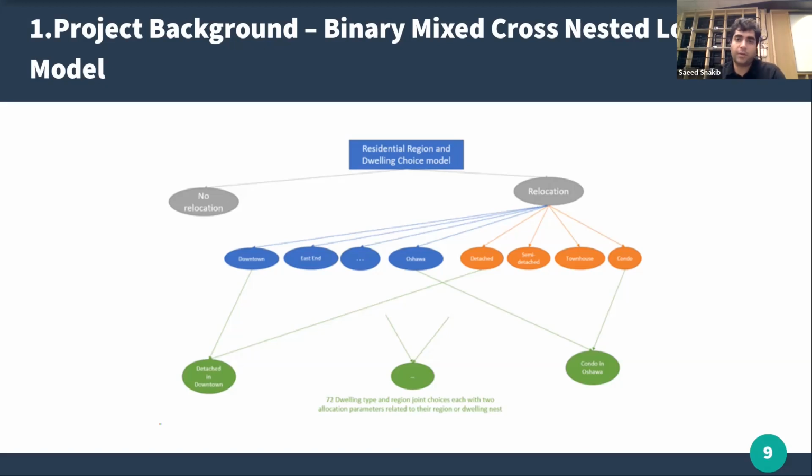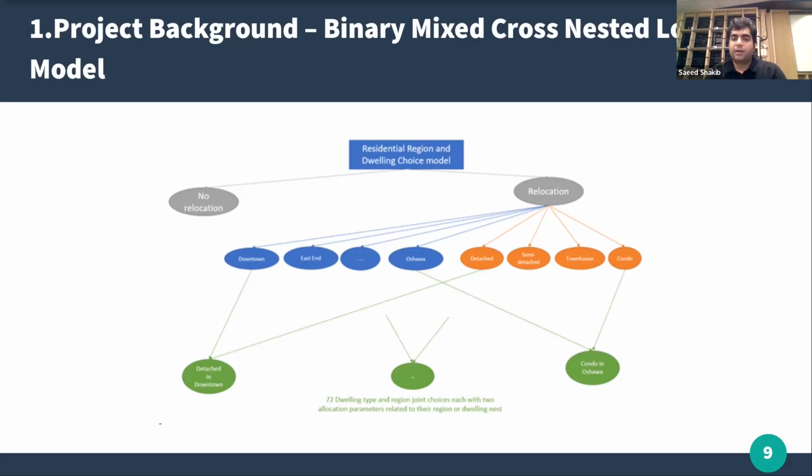For our case, we did a binary mixed cross-nested logit model, the goal of which is to first make a difference between residential mobility, which in the literature means whether the person wants to relocate or not, and location choice, which in the literature means, after that person decided to enter the market to make the relocation decision, where they are going to end up going.